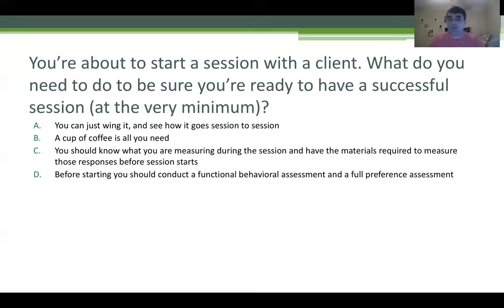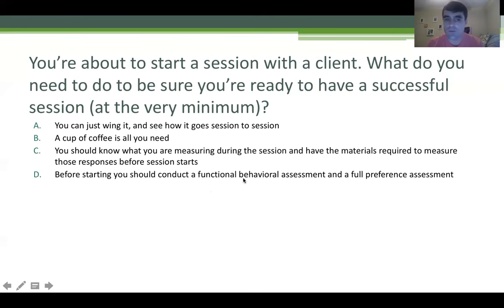I don't need to get settled and figure out what I'm going to do today. I've just got what I need. I've got my pencils, my papers, my iPads, my reinforcers, my clickers, my everything. You know what you're measuring and you have what you need to measure. Simple as that. D, before starting, you should conduct a functional behavioral assessment and a full preference assessment. Well, that seems like an awful lot to do before starting just a typical session. So maybe your BCBA is supervising and you're going to assist.